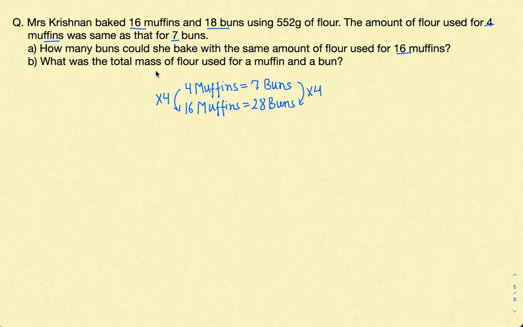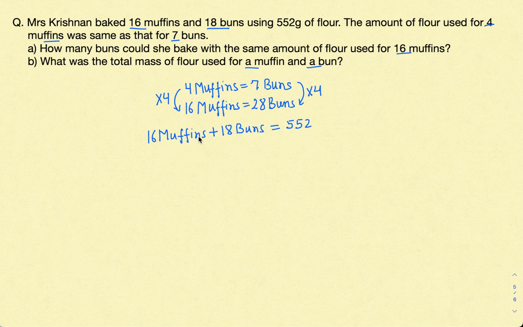Here we need to find out what is the total mass of flour used for a muffin and a bun. A muffin and a bun means the mass required for one muffin and one bun, right? So for that we need to find how much will be required for making one muffin and one bun. So let's use this information for this. We know that 16 muffins and 18 buns require 552 grams of flour. So let's write that. So 16 muffins plus 18 buns will require 552 grams of flour, right?